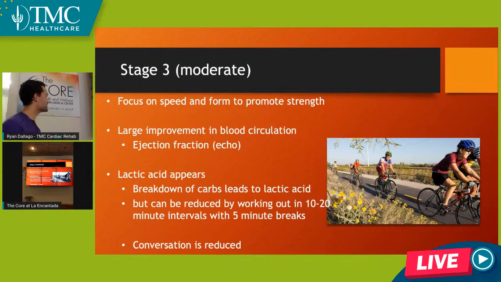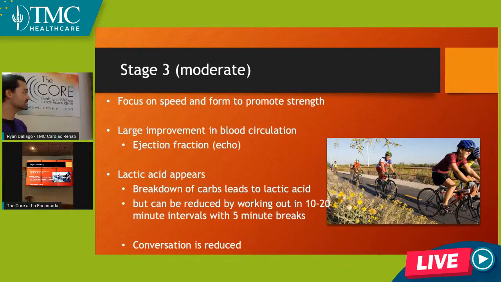For stage 3, we're starting to focus on our speed and our form. This is where we start to see improvements on mile times. We start to see improvements on cardiovascular and pulmonary health. The biggest thing when I say cardiovascular is you see an improvement in your ejection fraction. Some of you that have had cardiovascular issues, you may know what an ejection fraction is. For those that don't, it's essentially the amount of blood that leaves your heart at one time. To see an improvement in that, we like to work out in stage 3. That's the best way to increase that ejection fraction.